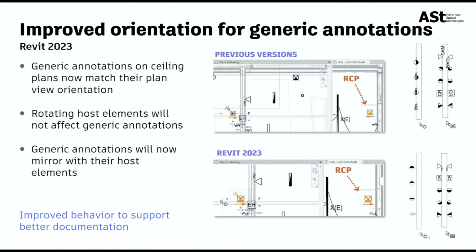2023 also improves the behavior of generic annotation families to maintain a consistent orientation with the host elements. In previous versions, the generic annotations on ceiling plans would point in the opposite direction from the same element on plan views. So in 2023, generic annotations on ceiling plans will match the plan view orientation.